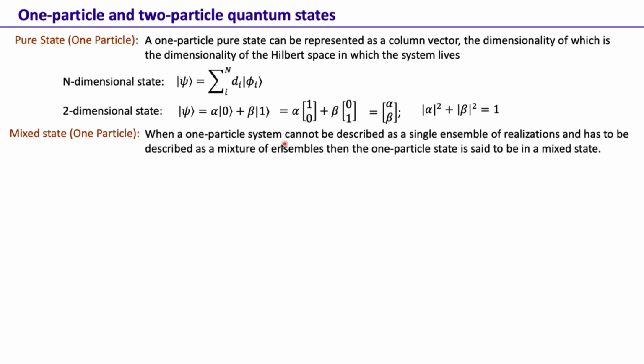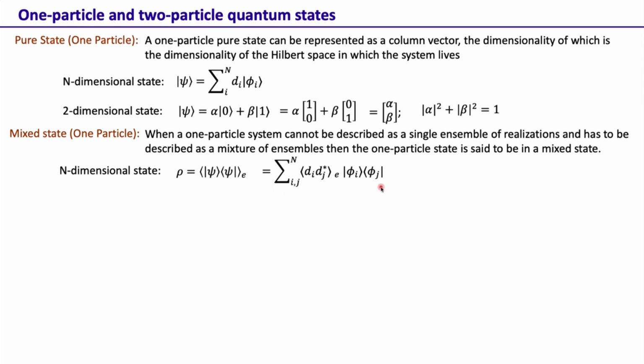So when a one particle system cannot be described as a single ensemble of realizations and has to be described as a mixture of ensembles, then the one particle state is said to be a mixed state. An n-dimensional version of a one particle mixed state would be this: psi is the symbolic representation of the state. If we take this one, for example, and then take the ensemble average of the psi, that becomes the n-dimensional one particle mixed state.